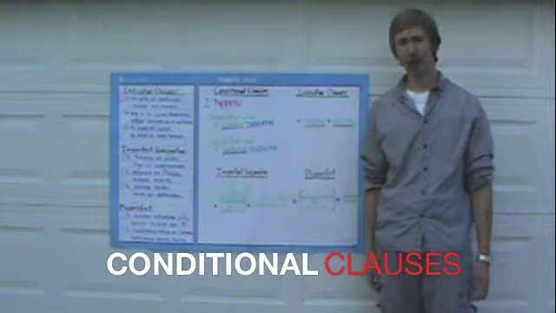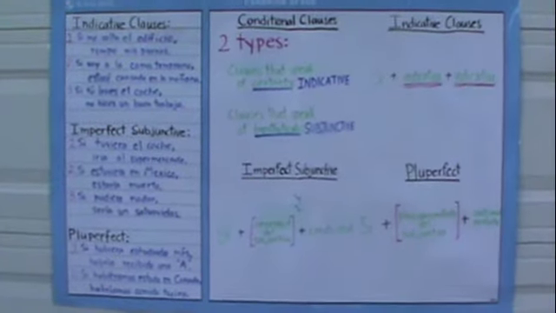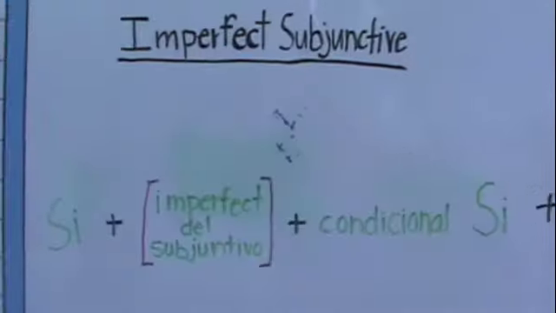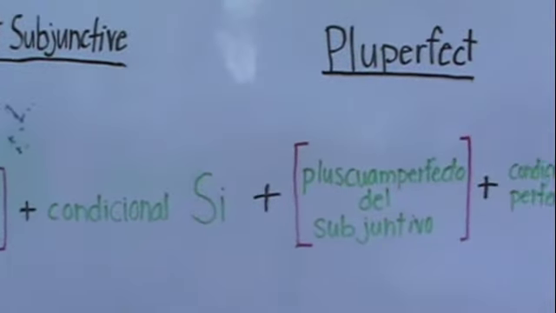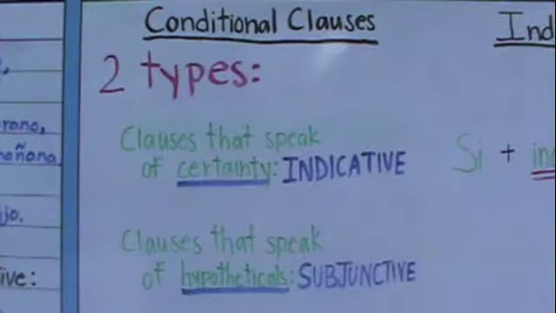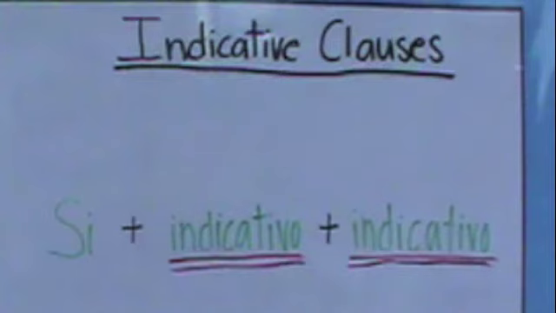Today we are going to be learning how to use the conditional clauses. The conditional clauses have two types. These are the indicative clauses and the subjunctive clauses. Indicative clauses speak of certainty, and subjunctive clauses speak of hypothetical situations. Let's start with the indicative. To form the indicative conditional clause, start your sentence with si, then use the indicativo, and then the indicativo again.